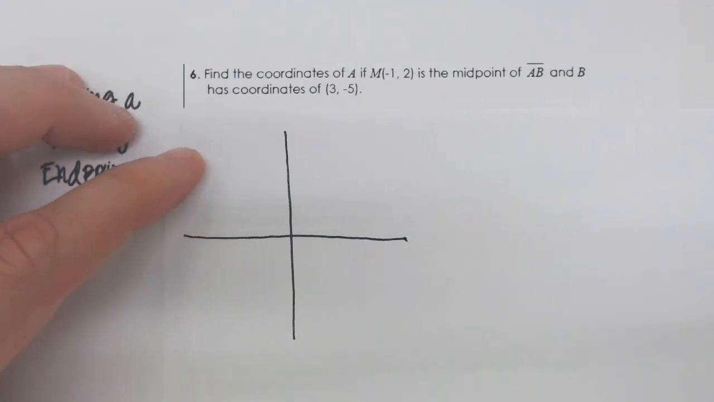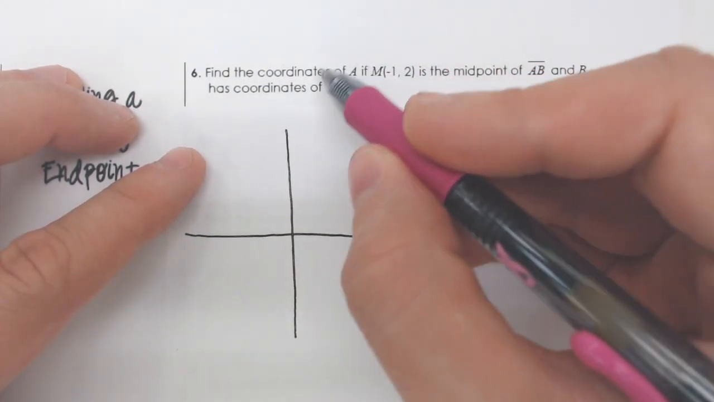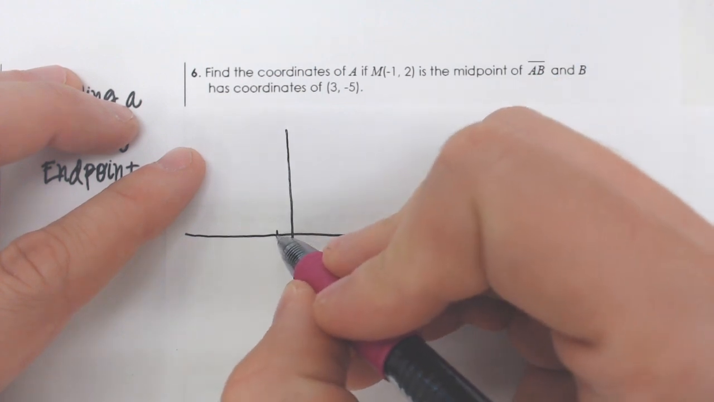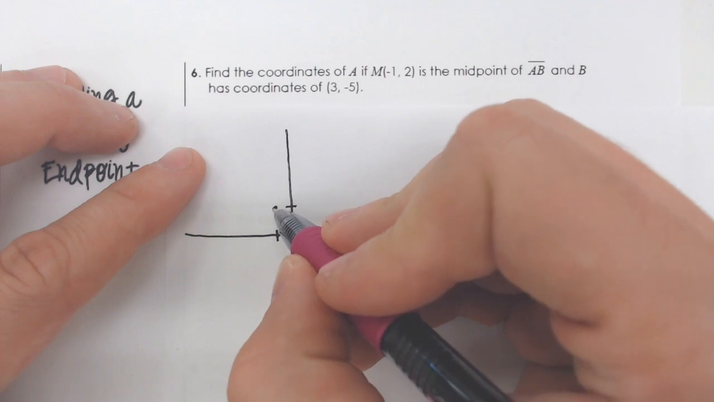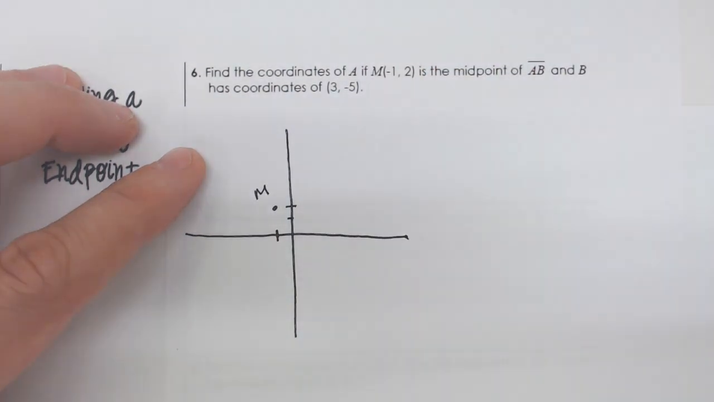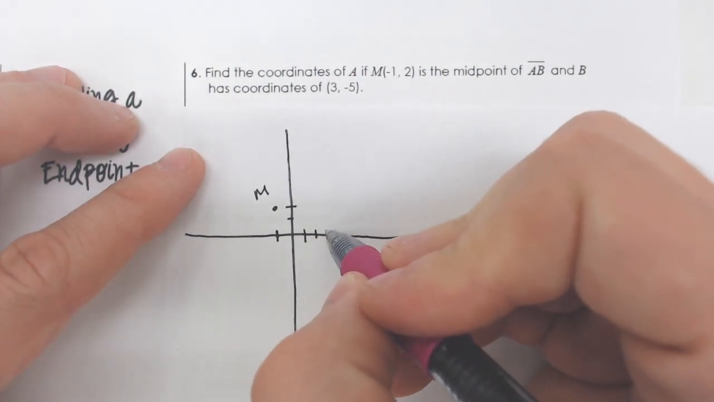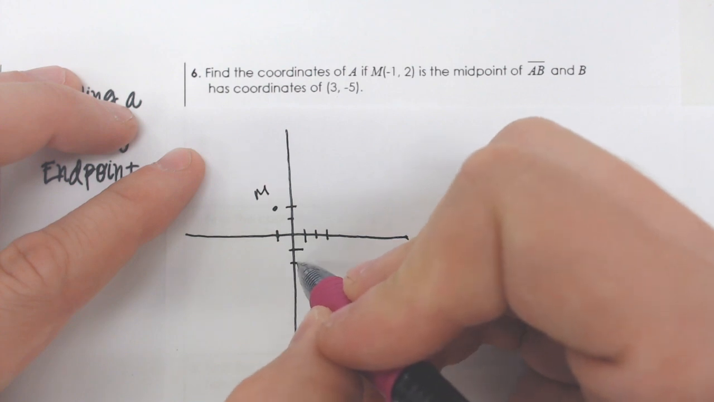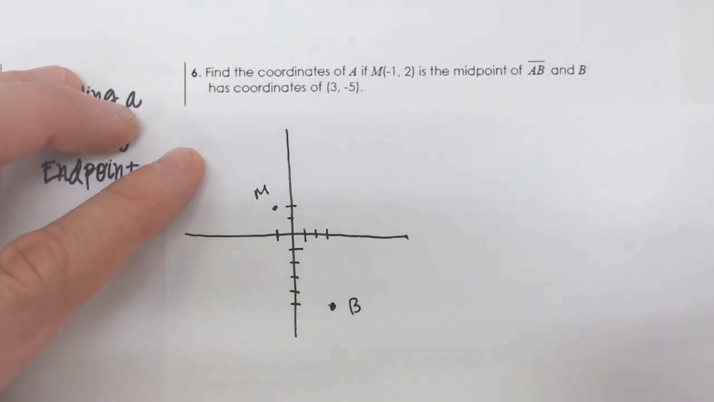Okay? If we draw a graph, we could also have drawn a graph for actually finding the midpoint, but for these it works out really well. I'm going to label these 2 points. I'm going to label the point -1, left by 1, up by 2, as point M. And then I'm going to label the point 3, -5. I got to go to the right by 3: 1, 2, 3. Down by 5: 1, 2, 3, 4, 5. As B.